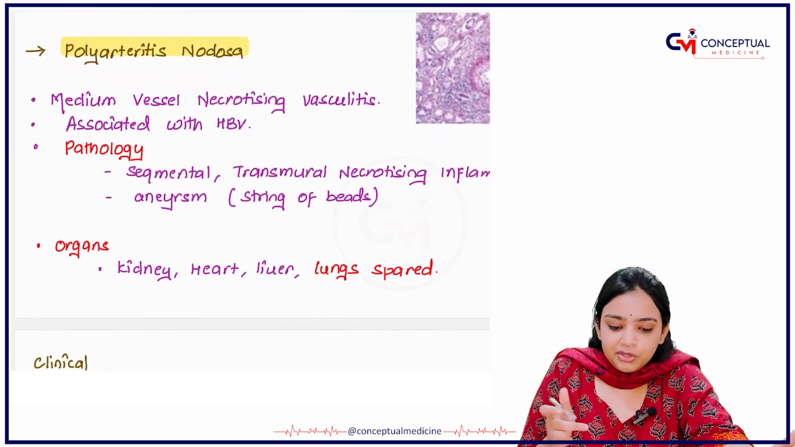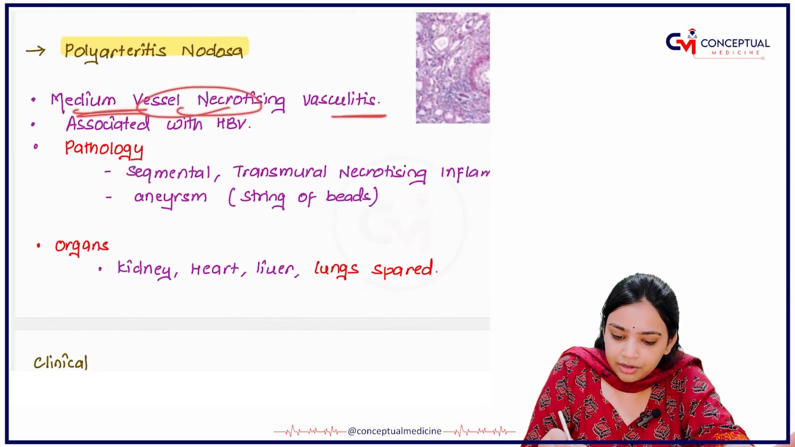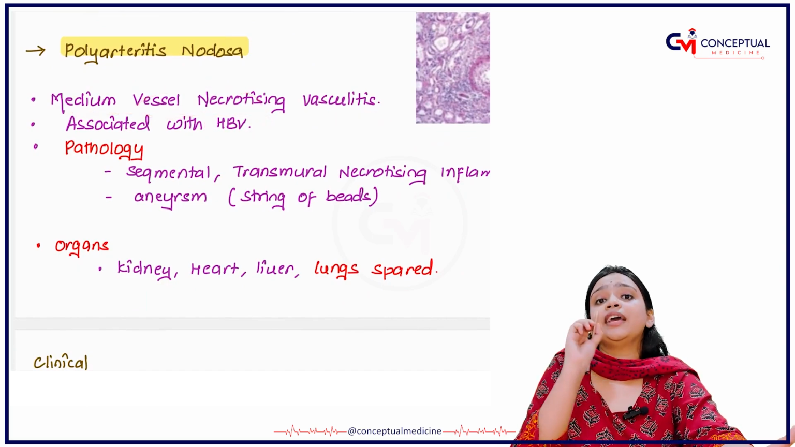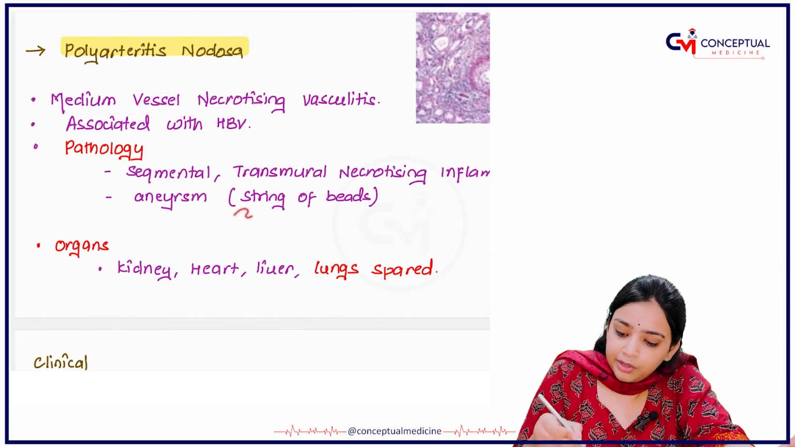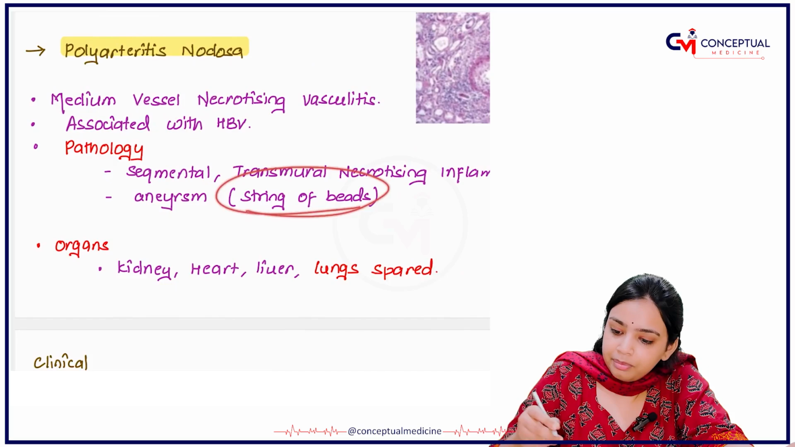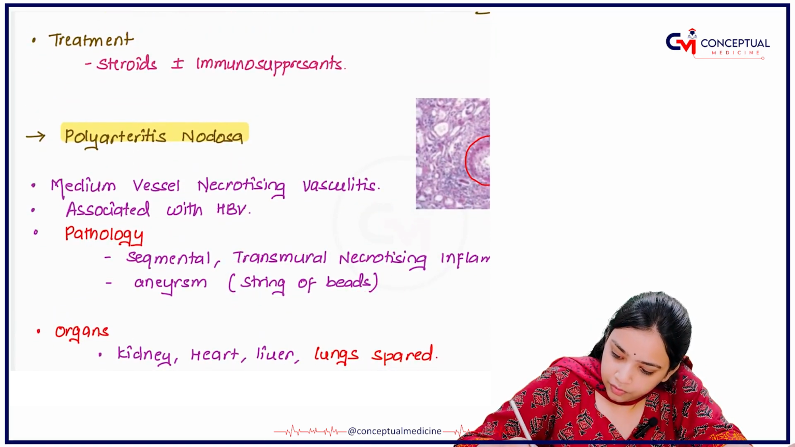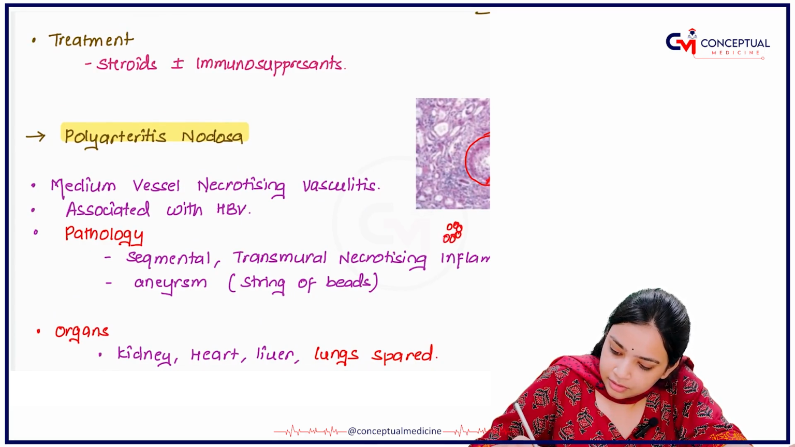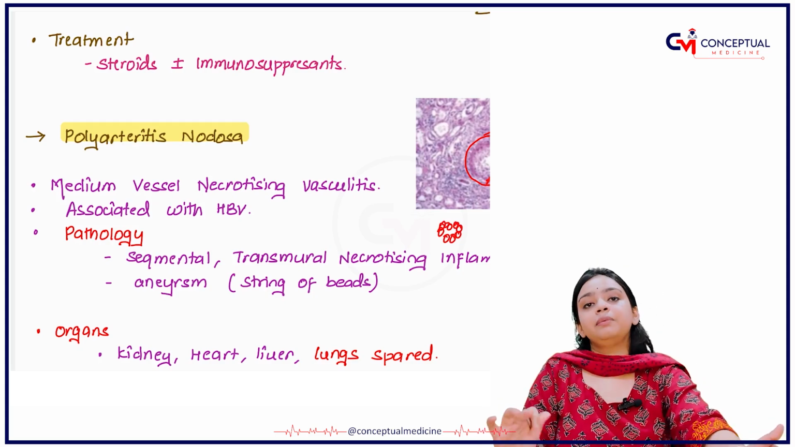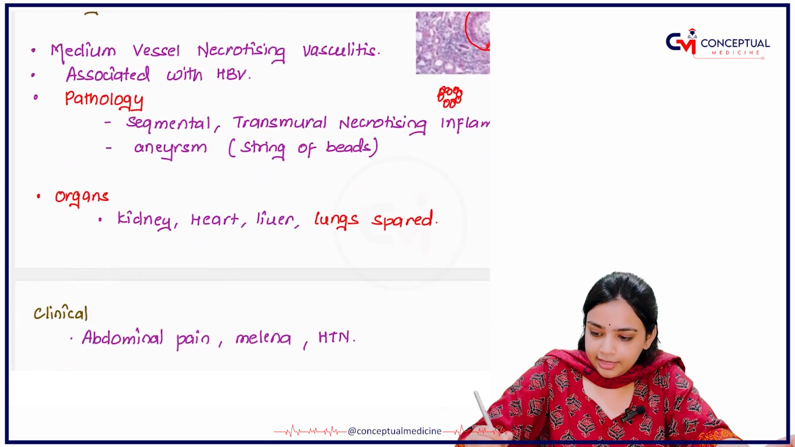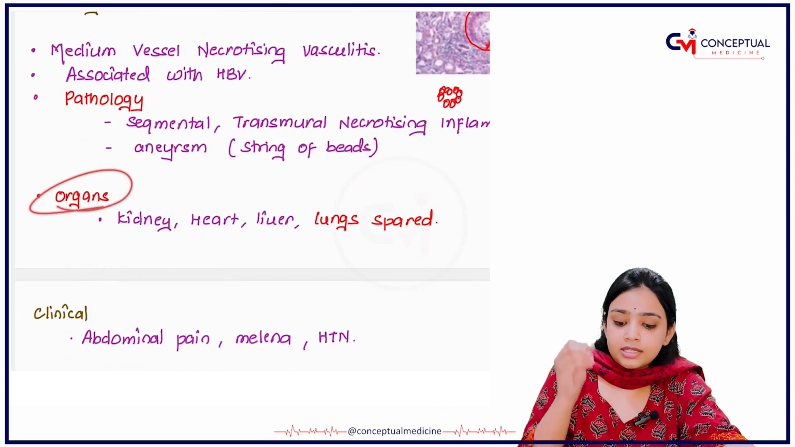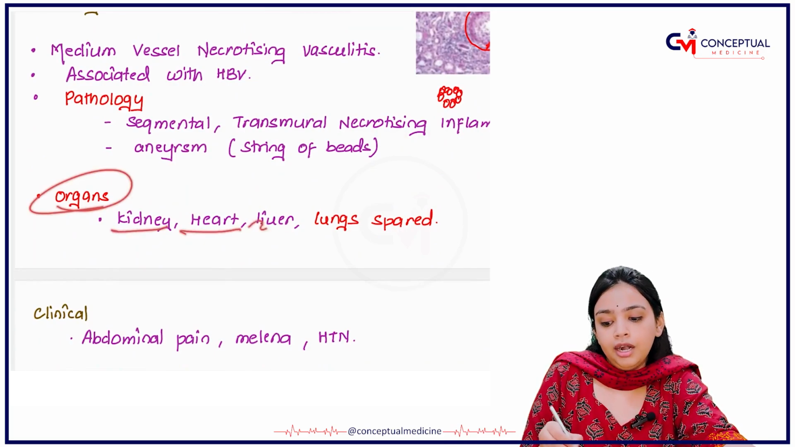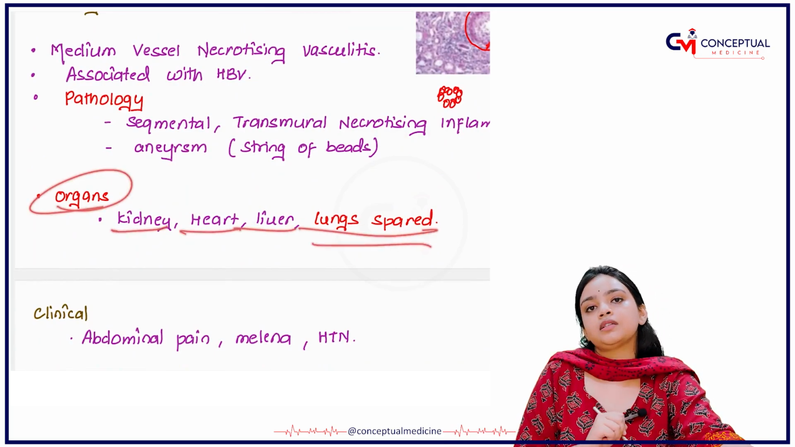For polyarteritis nodosa, medium vessels are involved. It is associated with the HBV virus. And you are able to see a string of beads. See this figure over here. You are able to appreciate a string of beads. A string of beads like pattern is there, right? The organs that are involved are kidney, heart, and liver, and lungs are spared.